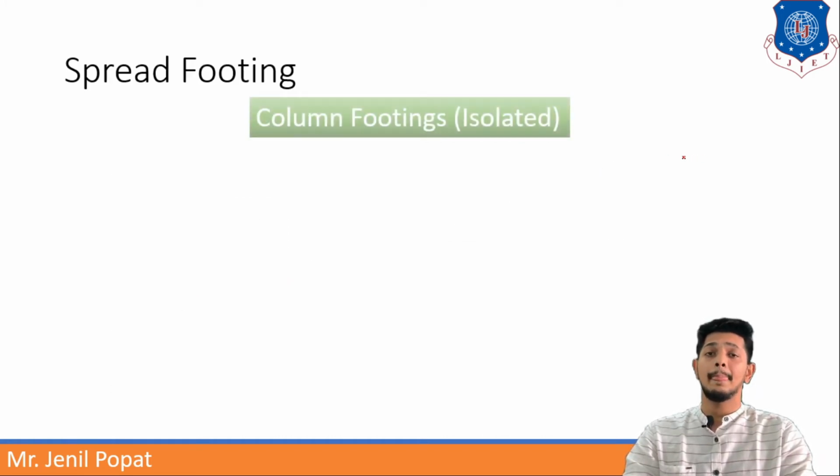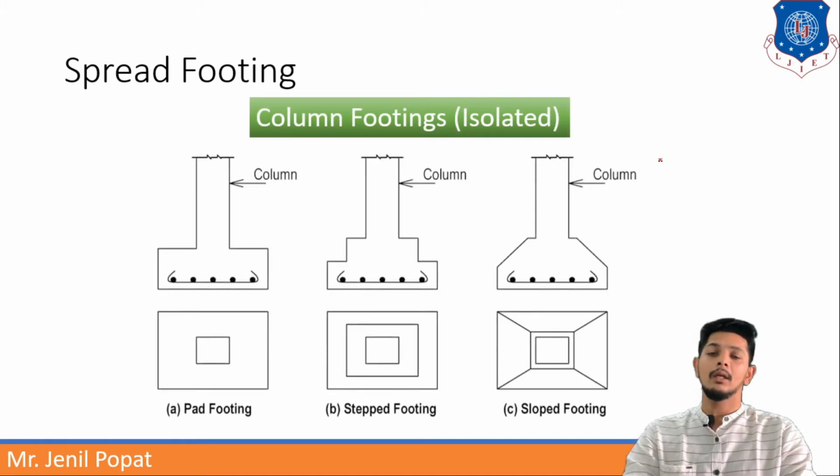Moving forward, the spread footing, column footings, which are isolated ones. Here you can see three images. Here there is a paired footing. In image A, column is lying above a flat rectangle. That is a paired footing. Here you can see a stepped footing, column is like a stepped, right? So it is known as stepped footing. The below images are showing plan and these above images are elevation.